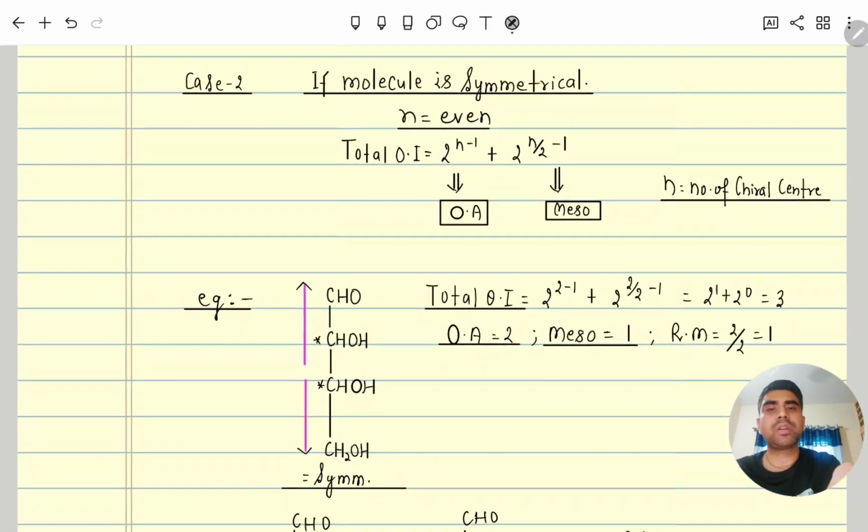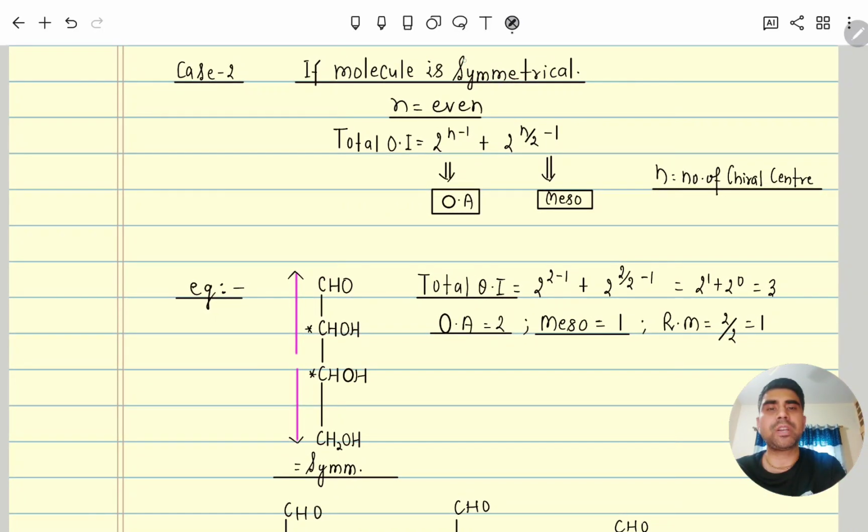If the molecule is symmetrical and the chiral center is even, then the formula, like for geometrical isomers, is 2 to the power n minus 1 plus 2 to the power n by 2 minus 1. So 2 to the power n minus 1 tells about optically active molecules, means it will show enantiomers and all, and 2 to the power n by 2 minus 1 tells about meso compounds. N here is the number of chiral centers.